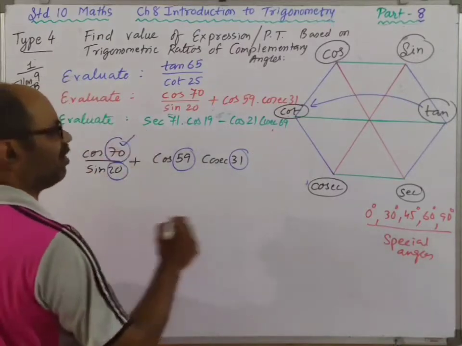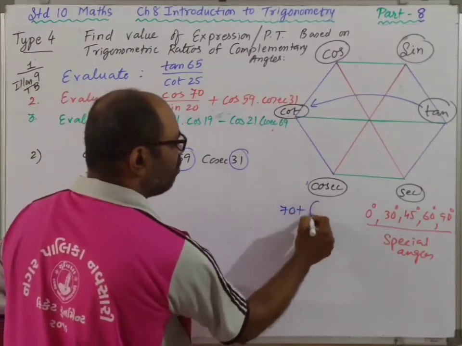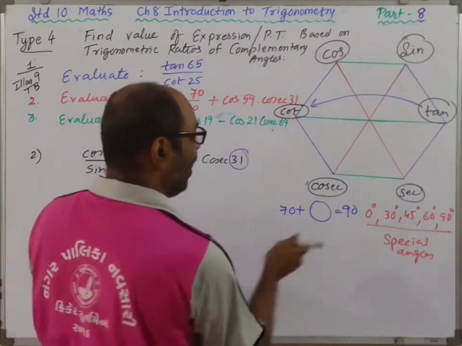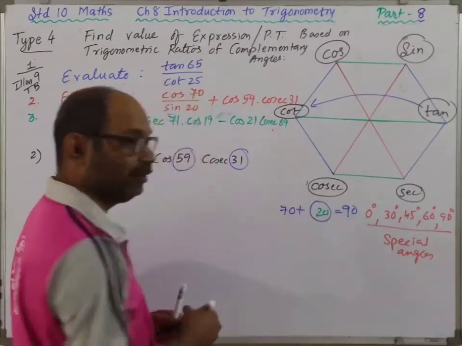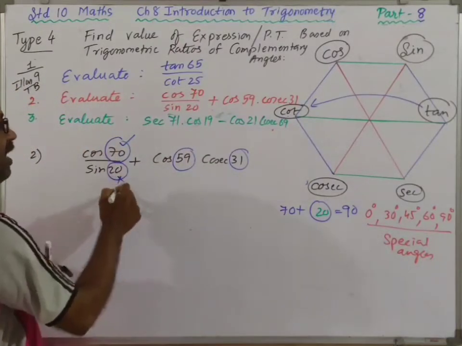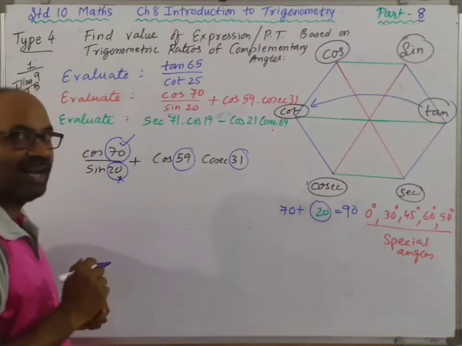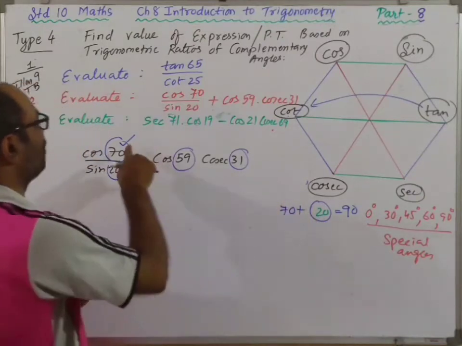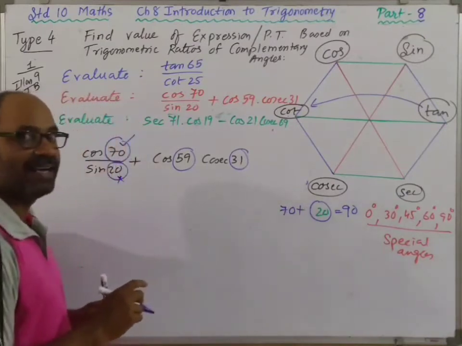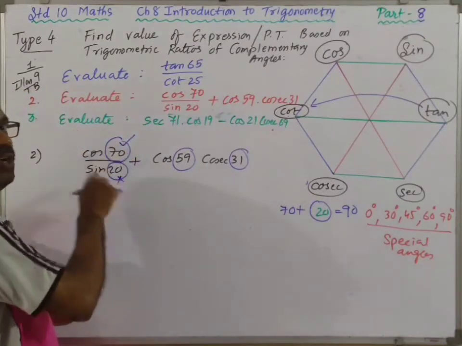First I come across 70. So 70 plus what is 90? The answer is 20, 90 minus 70. So we will change this one, but not this one, because it is going to convert into 20. Of the two complementary angles, only one has to be changed. 70 and 20 are complementary angles, so you change only 70, not 20.